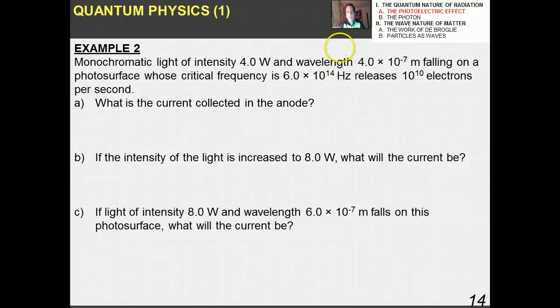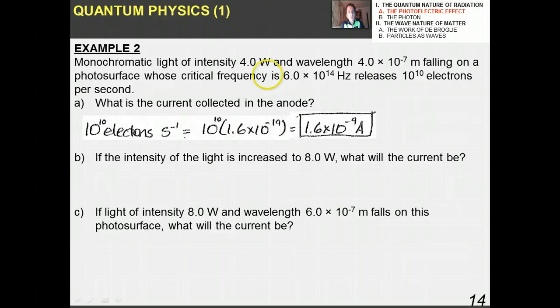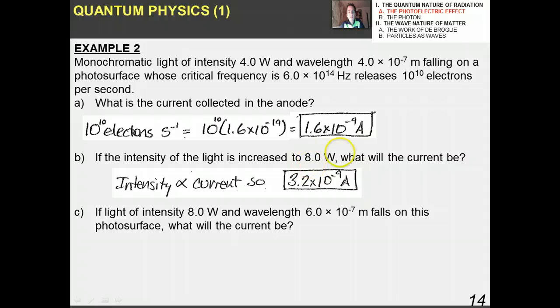Okay, try this example. Okay, so now I have monochromatic light, so that's light of all one color. Okay, 400 nanometers. Falling on a surface of critical frequency, and now we're being told that it releases 10 to the 10th electrons per second. What's the current collected? Okay, well, it's 10 to the 10 times the charge on one electron, which is 1.6 times 10 to the minus 9 amperes. If the intensity is increased, what will the current be? It will double, because I've been telling you and I've proven to you that the intensity is proportional to the current. If you double one, you double the other.